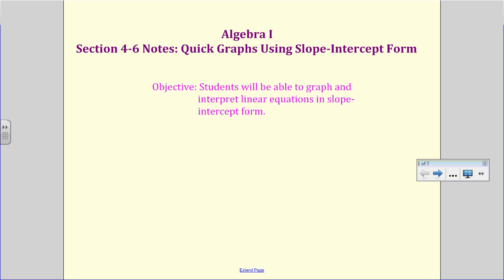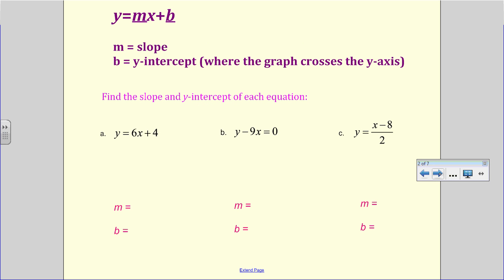Guys, your goal is to be able to graph and interpret linear equations that are in what we call slope-intercept form. What slope-intercept form means is you can see the slope, you can see that rate of change, and you can see what the y-intercept is. The intercept we talk about is the y-intercept, where you cross the y-axis. So what we have is y equals mx plus b.